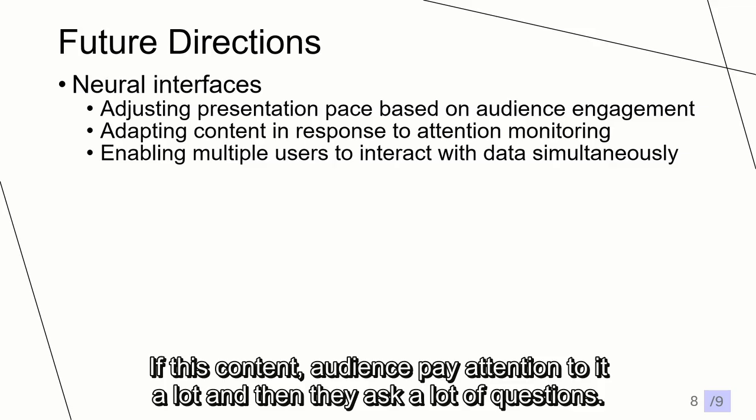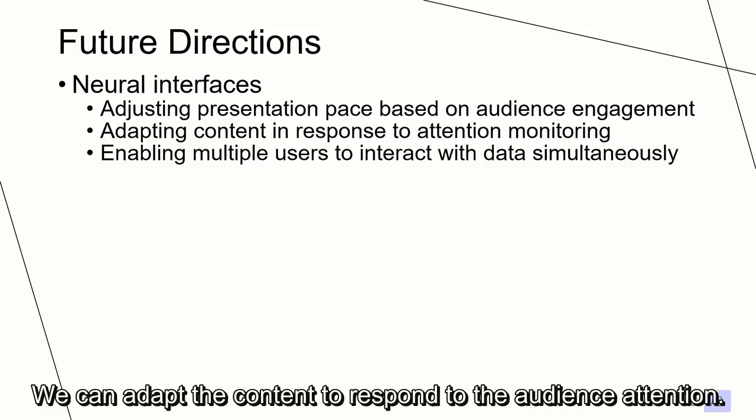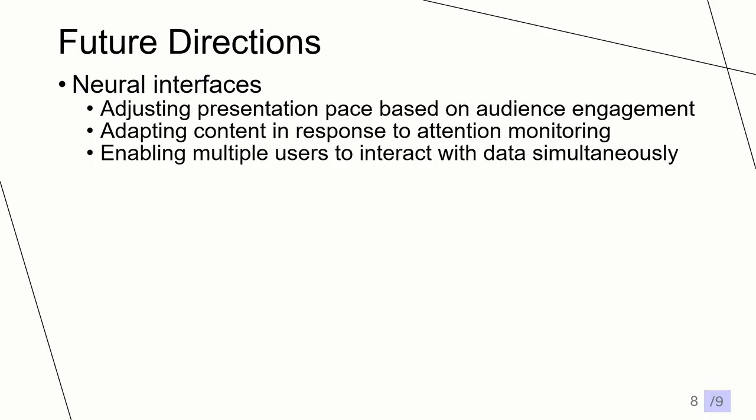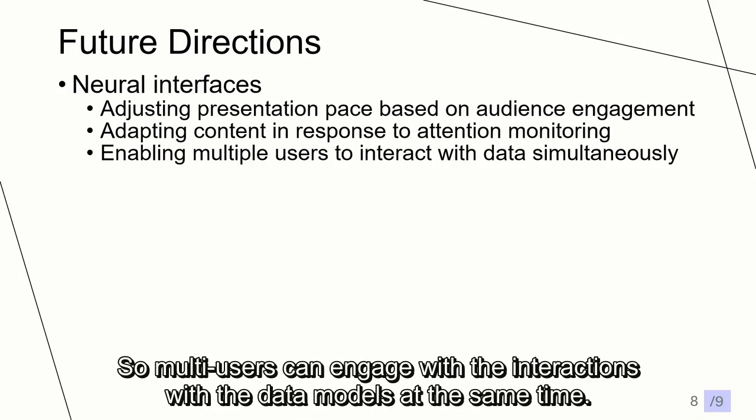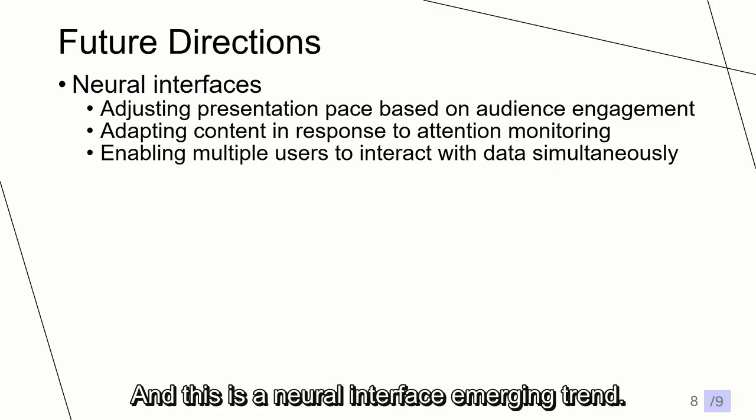If the audience pays attention to the content a lot and asks a lot of questions, we can adapt the content to respond to the audience's attention. And they can even enable multiple users to interact with data simultaneously. So, multiple users can engage with the data models at the same time. And this is the neural interfaces emergent trend.